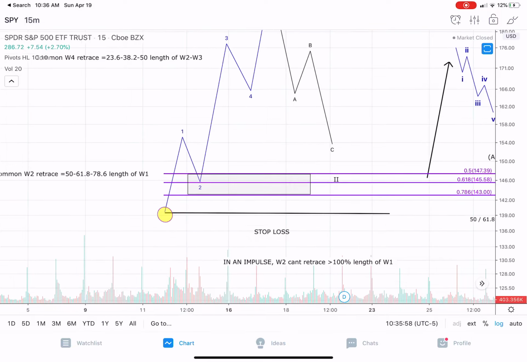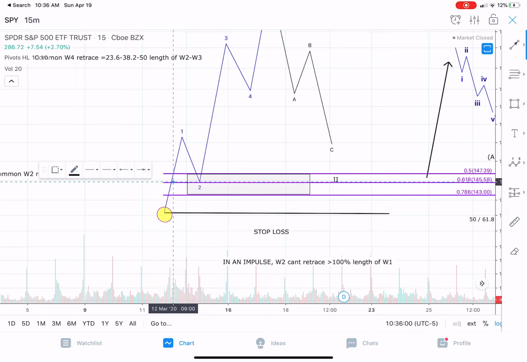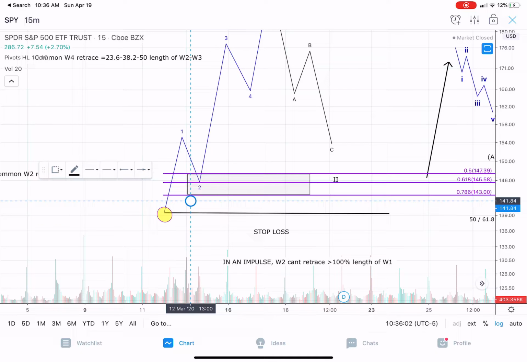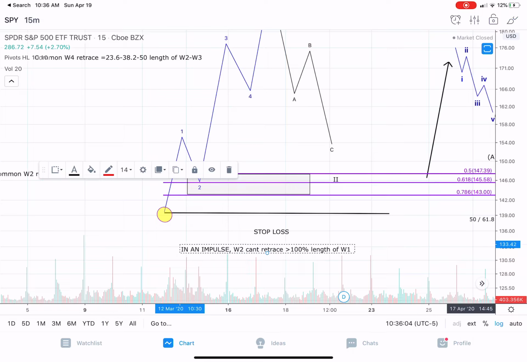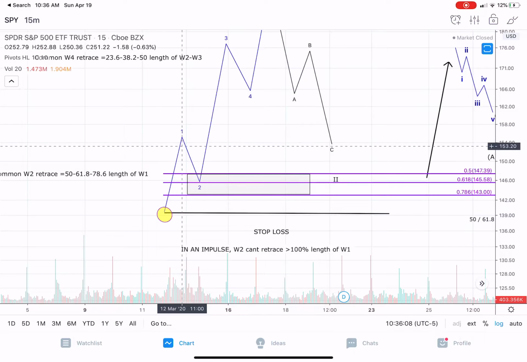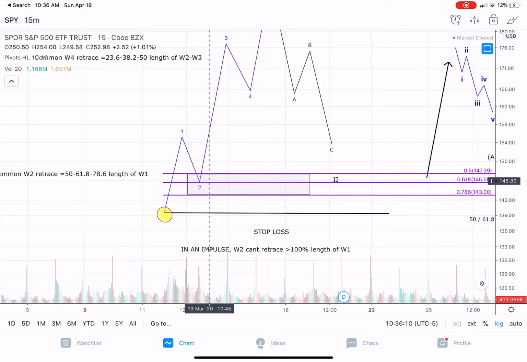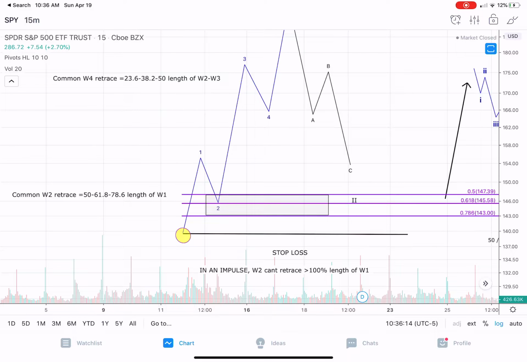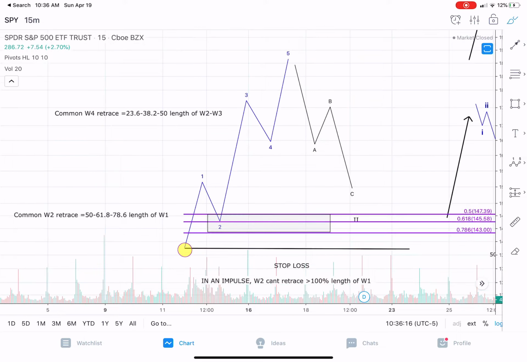The idea is that in an impulse, wave 2 can't retrace over 100% the length of 1. So you would put a stop loss here in anticipation to be able to catch the strong wave 3 move up. So you would be looking for an entry in this area to catch the explosive wave 3 up here.